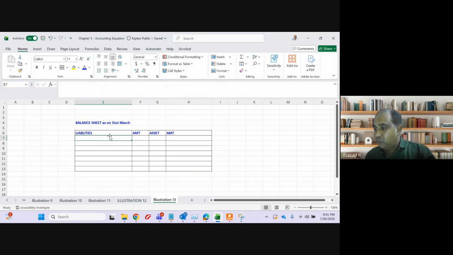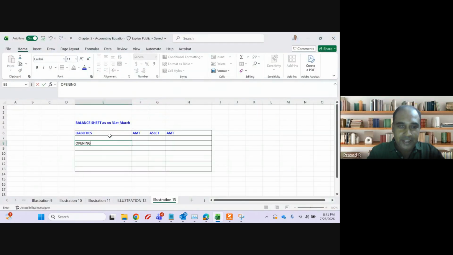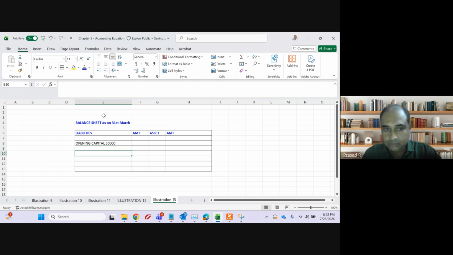Kirti started business on 1st April 2025. 1st April 2025 is opening capital or closing capital? Opening capital. Fantastic, guys. Inner column or outer column? Inner column, sir. Inner column, 50,000. Loan, 25,000 taken from Sumer. Loan of 25,000.